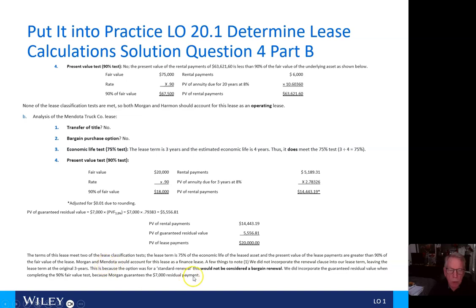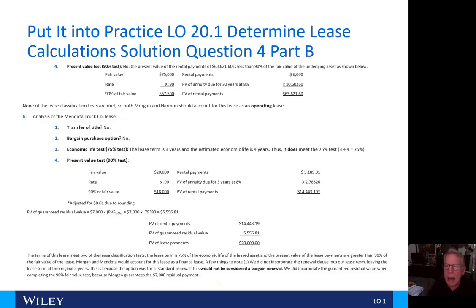A few things to note. One, they did not incorporate the rent renewal clause into the lease term, leaving the lease term at the original 3 years. That was because the option was for a standard renewal, and this would not be considered a bargain renewal. And they did not incorporate the guaranteed residual value when completing the 90% fair value test, because Morgan guarantees a $7,000 residual payment. Okay.